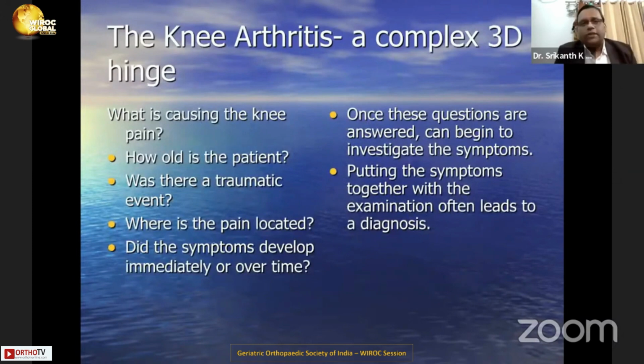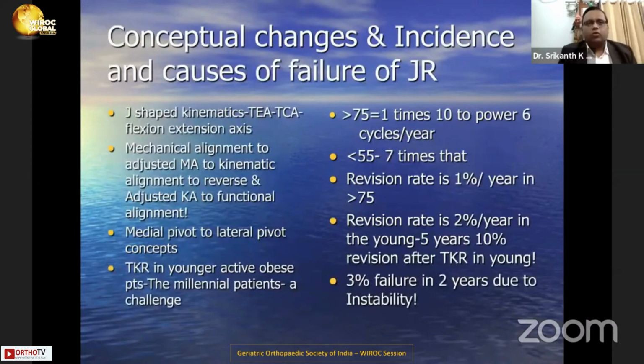We all know the knee is a complex three-dimensional hinge. It's not only like a door opens, but also imagine our door also rotating, 360 degrees in that axis. So it makes the whole thing challenging. The conceptual changes and the reasons for the failure.